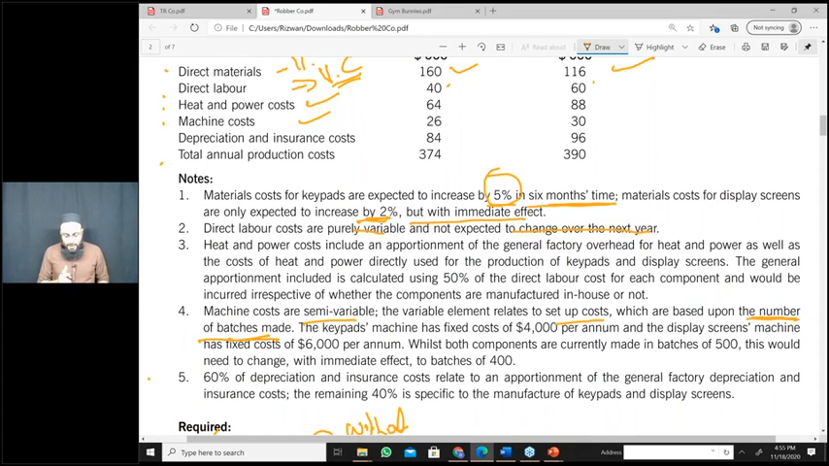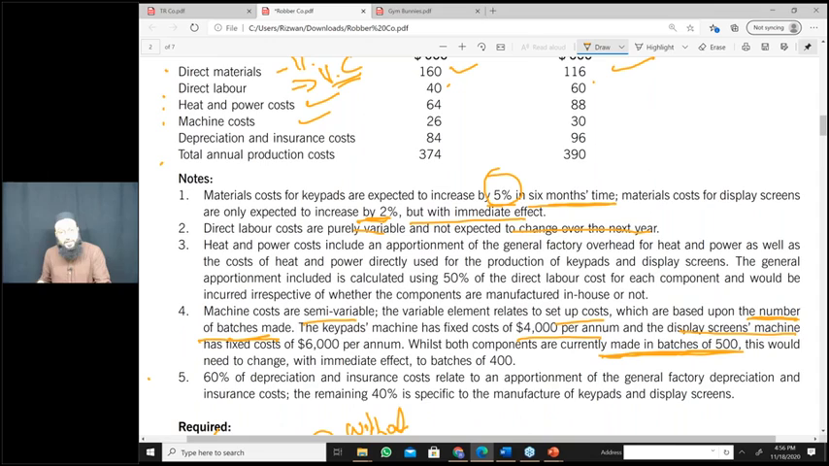So the keypad machine has a fixed cost of 4,000 per annum, and display screen machine has a fixed cost of 6,000 per annum. Whilst both components are currently made in batches of 500. Now what does this mean, currently made in batches of 500? It means that in one batch we are producing 500 units, or I would say one batch consists of 500 units. So right now we are producing a batch of 500 units.